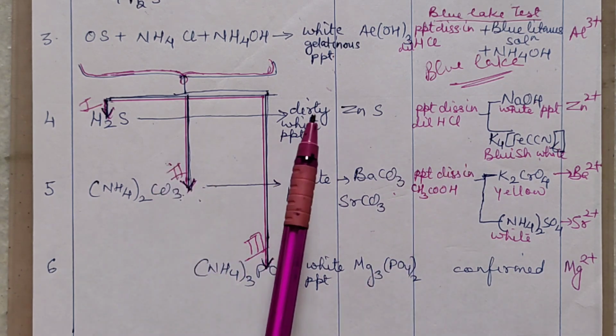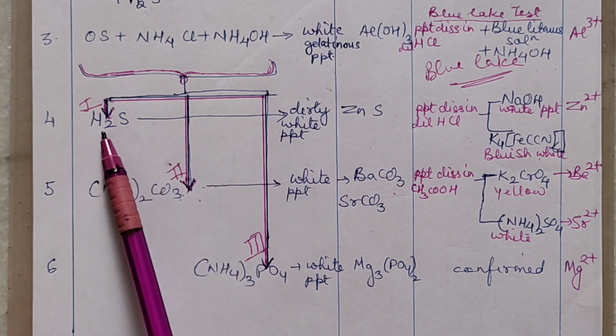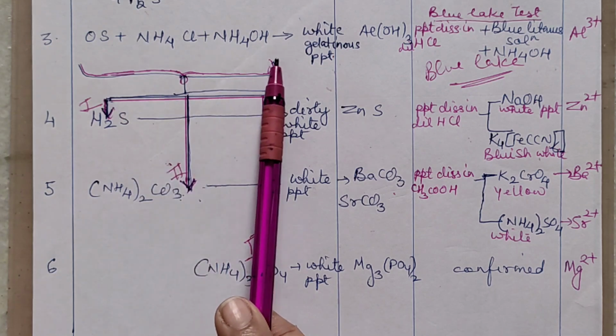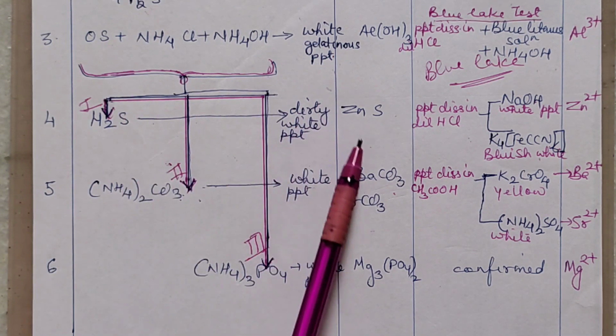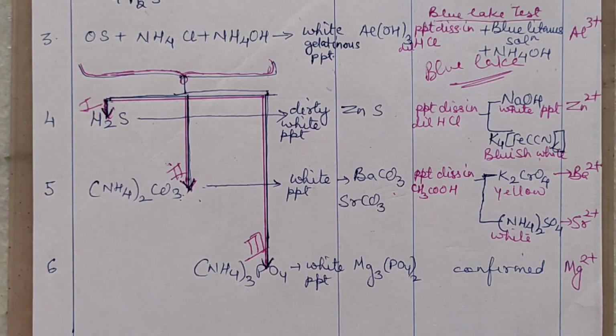If you do not get dirty white PPT, you will write down whatever was there, H2S is added, no reaction, group 4 absent. Then to the second part you will add ammonium carbonate.